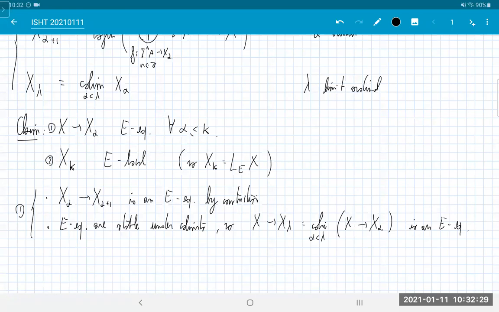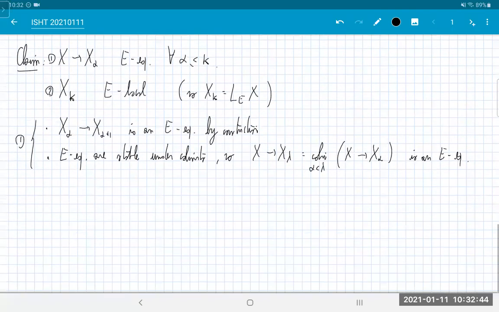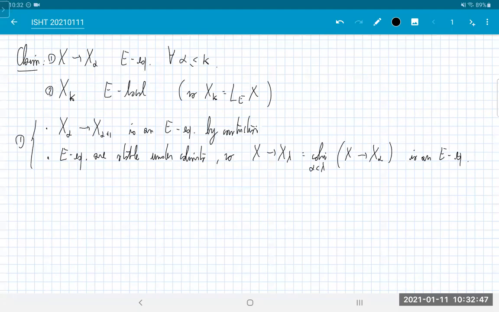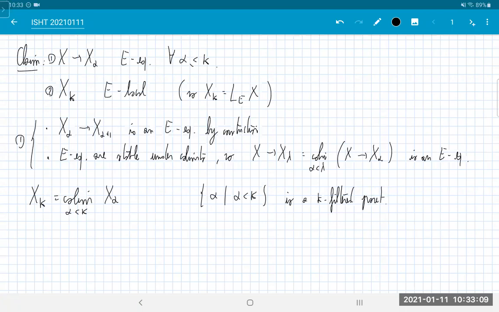The important fact is that after we got up to level kappa, we managed to get an E local point. And remember X_kappa is the colimit for alpha less than kappa of X_alpha. And now the set of alpha that is less than kappa is by construction a kappa filtered poset, because every time you have a subset of cardinality less than kappa, you can find something bigger than that. That's just how things work.